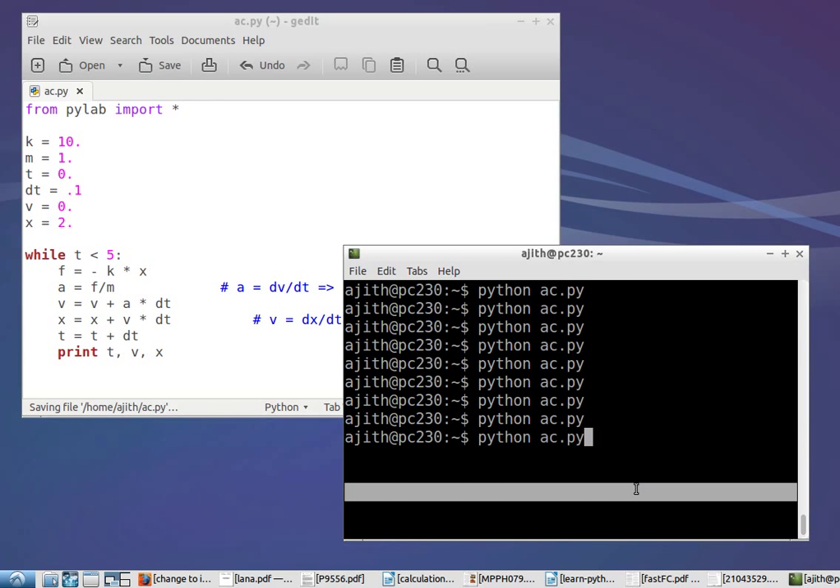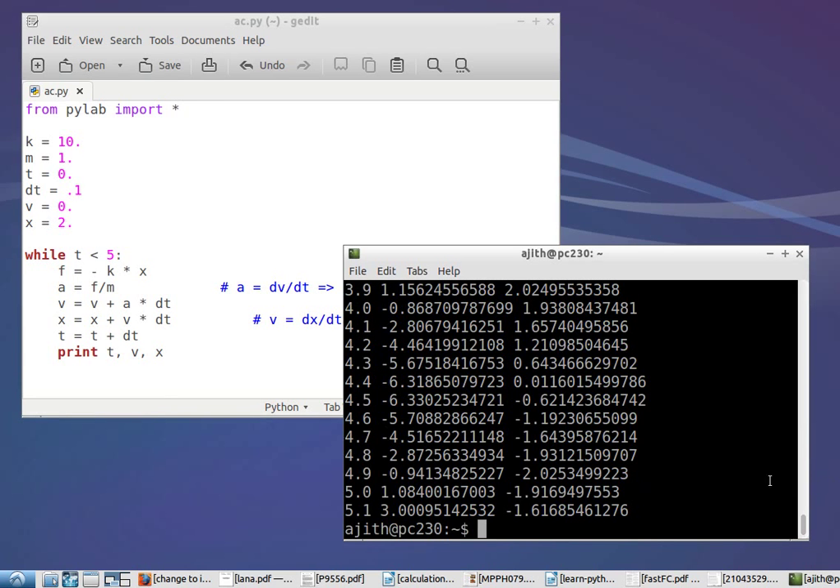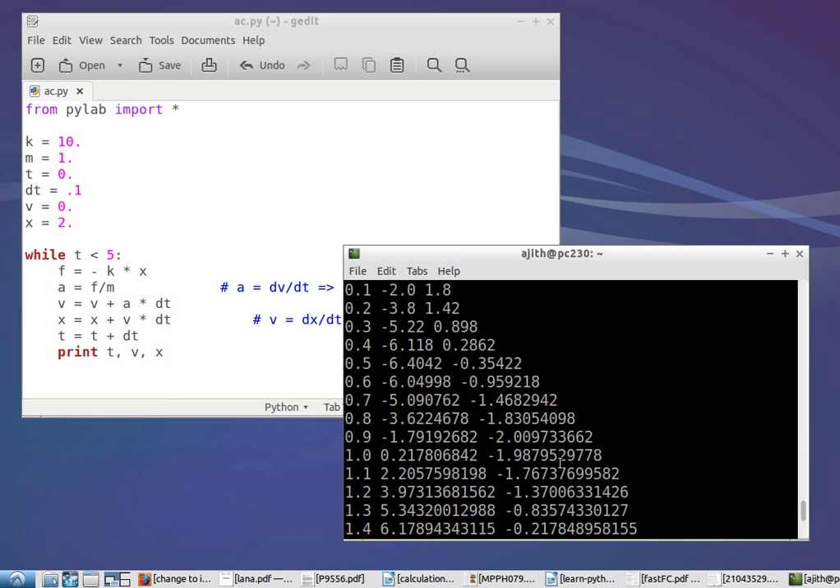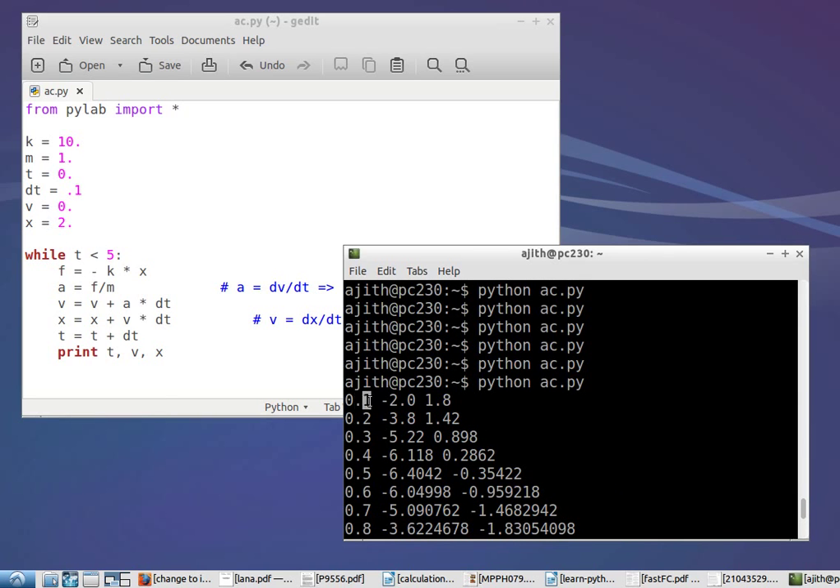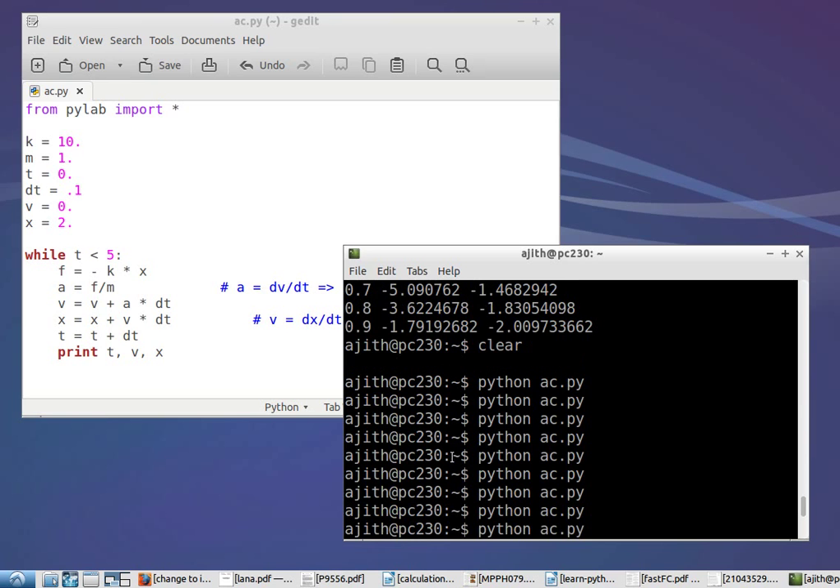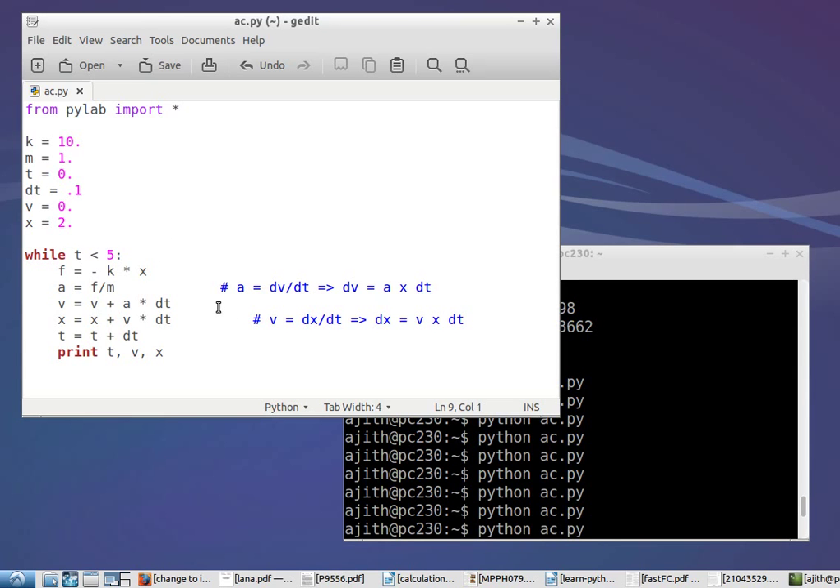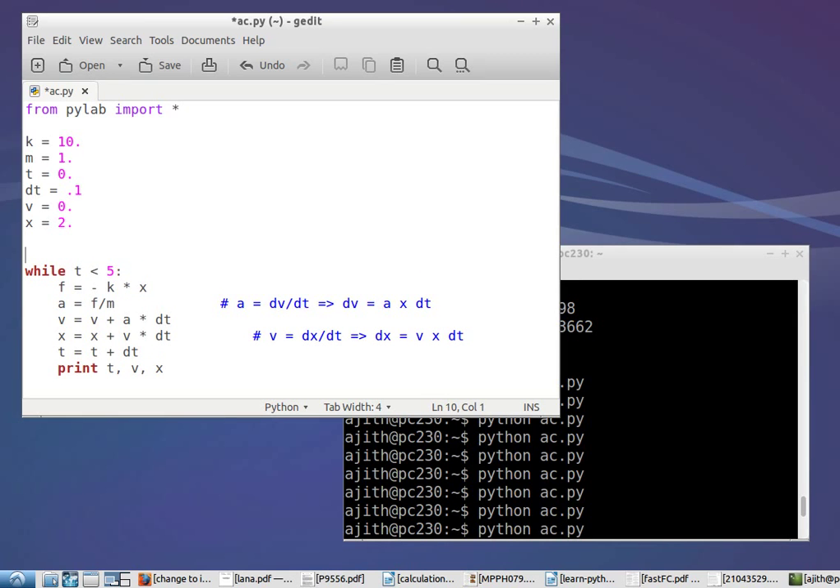So again, here you can see it is giving us at 0.1, it starts giving this output, right? And now what we should do is we should see how to plot it instead of printing it.